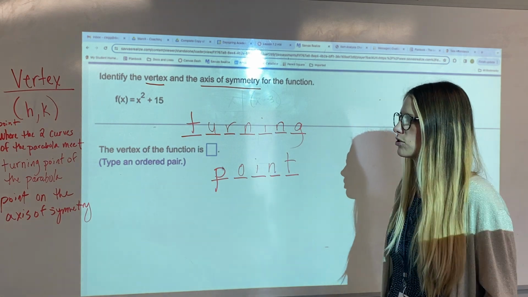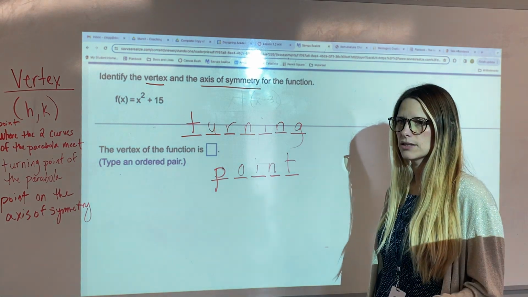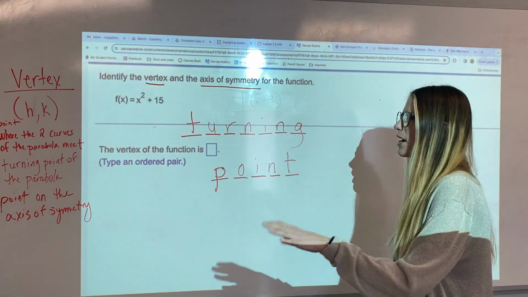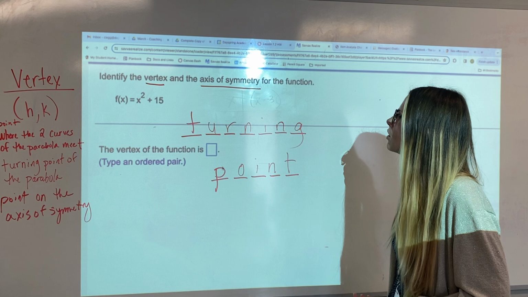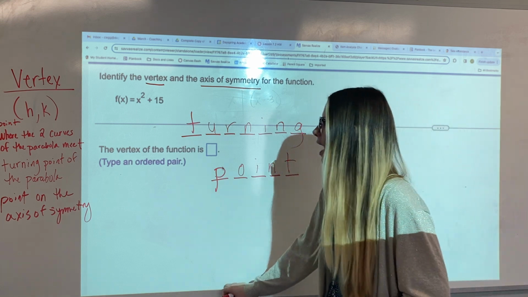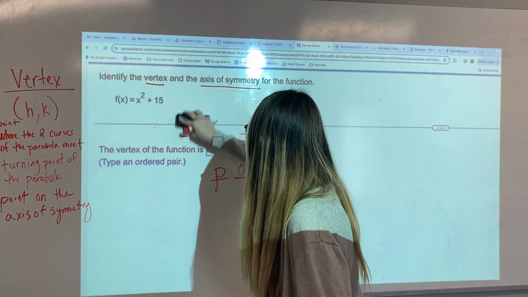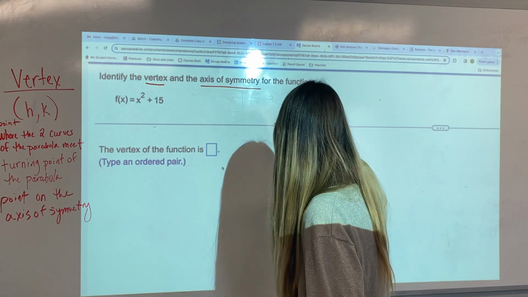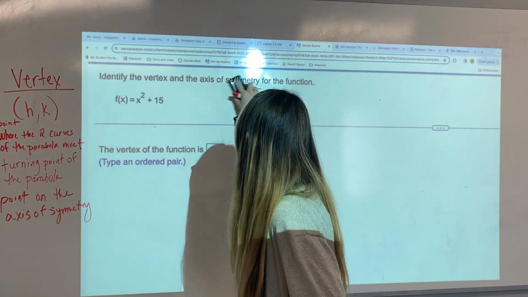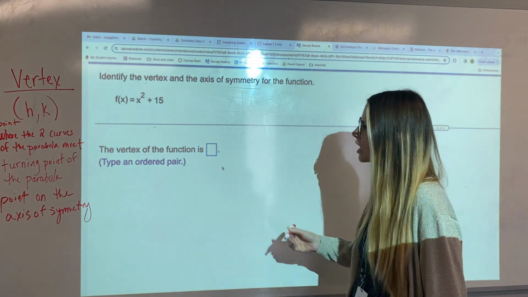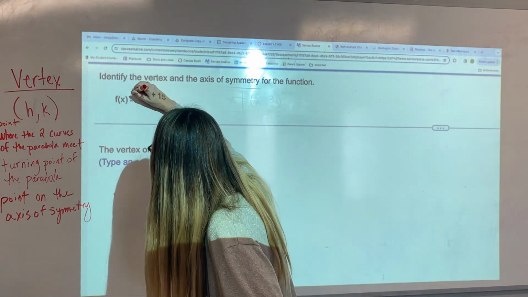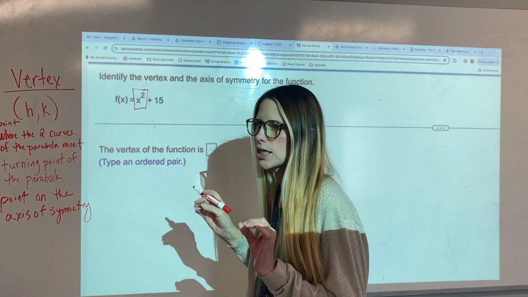Now that we totally understand what a vertex is, what it looks like, where it's located, and how it's represented, we can talk about how to identify the vertex of a function. Before we try to answer this specific question, let's talk about what the x squared part is.